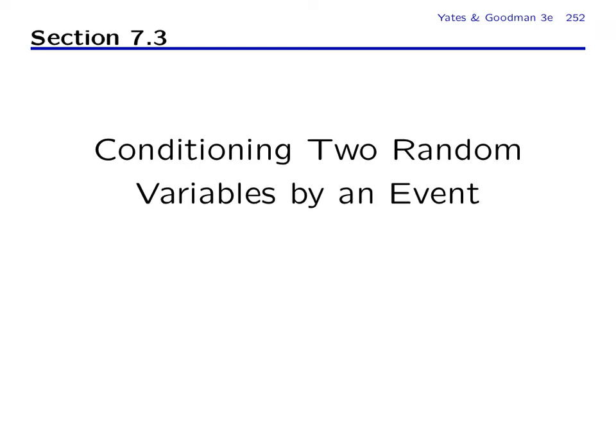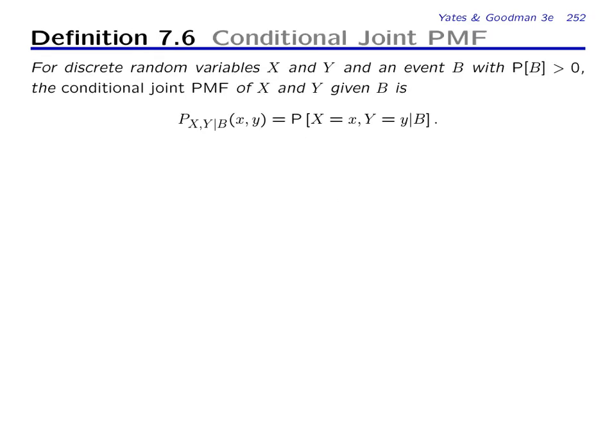In this section, we generalize the idea of conditioning a random variable by an event to conditioning pairs of random variables. In this case, we'll get a conditional joint PMF and a conditional joint PDF, depending on if the random variables are discrete or continuous. The natural starting point is the conditional joint PMF of X and Y given some event B.